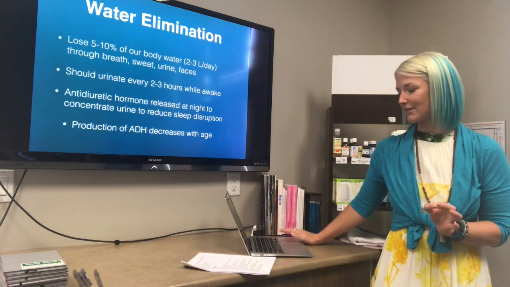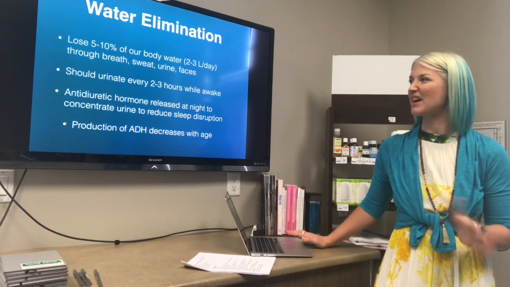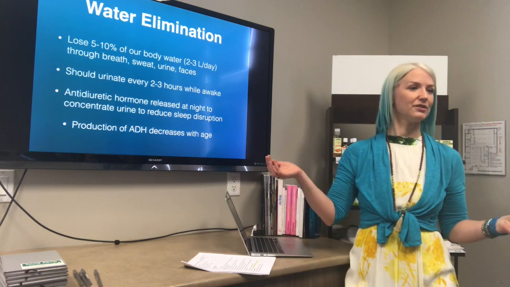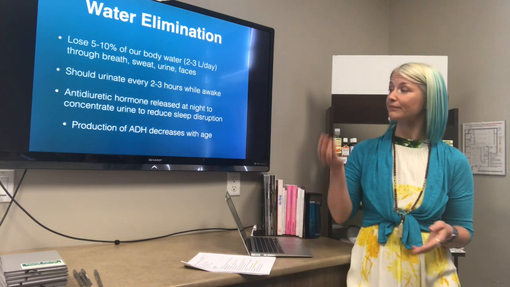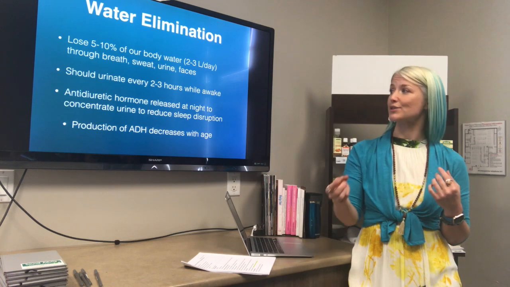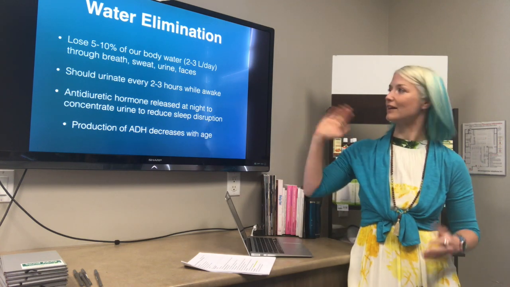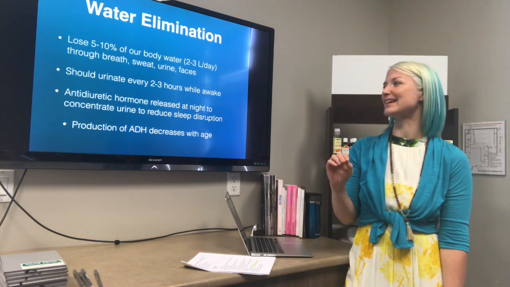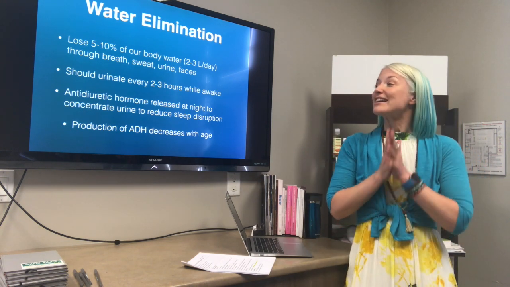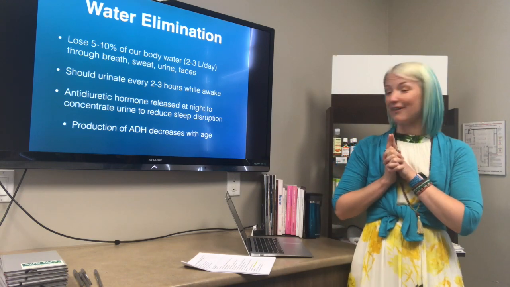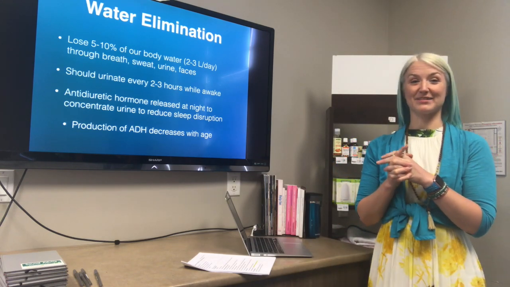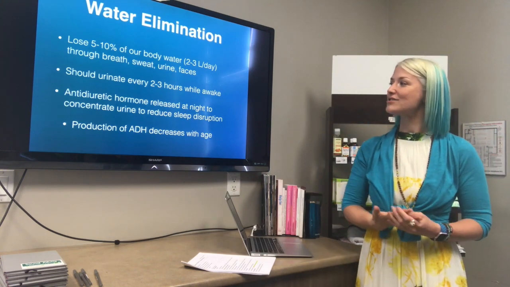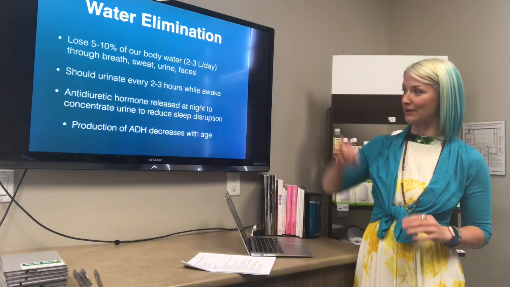We tend to lose in a given day about 5 to 10% of our body water, and that works out to be about 2 to 3 liters. That's where the recommendation to drink 2 liters of water per day comes from. We lose it through our breath, through our sweat, through our urine, and our feces. And I love how autocorrect made it faces. Same thing, right? You should be urinating every 2 to 3 hours while awake. If that seems like a lot, it is. But realistically, you should be taking in enough water to flush out your system and replace what you're losing.